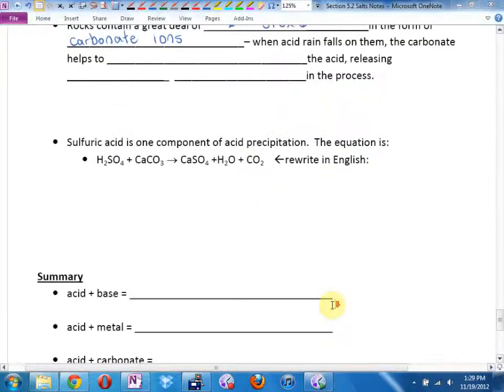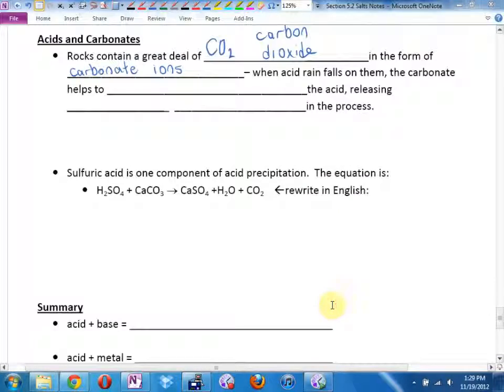When acid rain falls on these rocks, we talked last day about how acid rain forms, the carbonate helps to neutralize the acid. And it releases CO2 in the process. This is one of the sources of greenhouse gases. Not a major one, a fairly minor one.